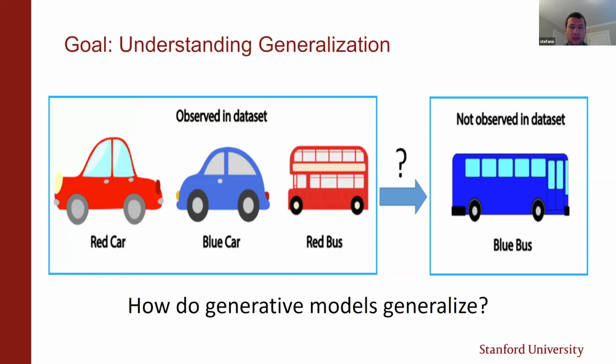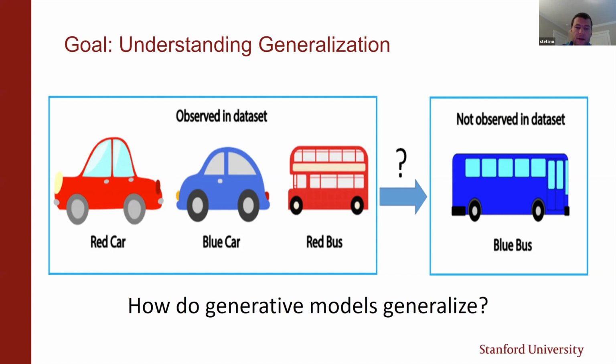As a toy example, you can imagine that you have a data set, and we're not doing MNIST or CIFAR-10 or anything, but let's say we have a data set of cars and buses, and we have red cars, blue cars, and red buses. You train your generative model, and it can be a GAN, or our score matching thing, or whatever your favorite generative model is. Then you can produce a bunch of samples from it, just like I did in the previous experiments. And then you can ask your question, will the model generate a blue bus? It has seen red cars, blue cars, and red buses. Will it generalize and produce a blue bus?